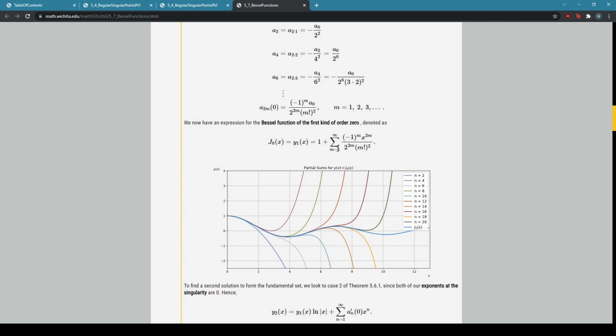And as I add more terms to the partial sum, we get closer and closer approximations to this. It turns out that you can use the ratio test to show that the radius of convergence of Bessel functions is infinity. So the more terms you add, you will eventually create a perfect reconstruction of the function for all x greater than 0, which is nice.